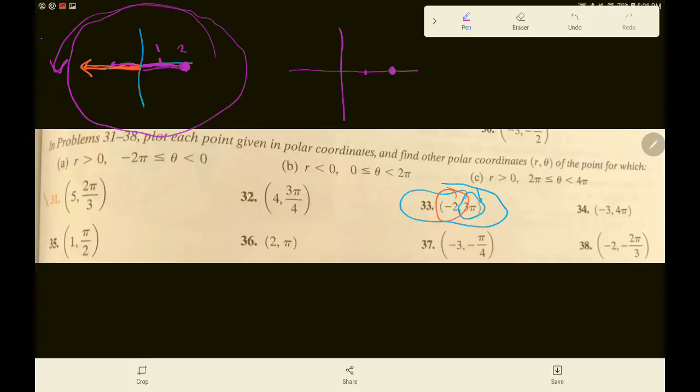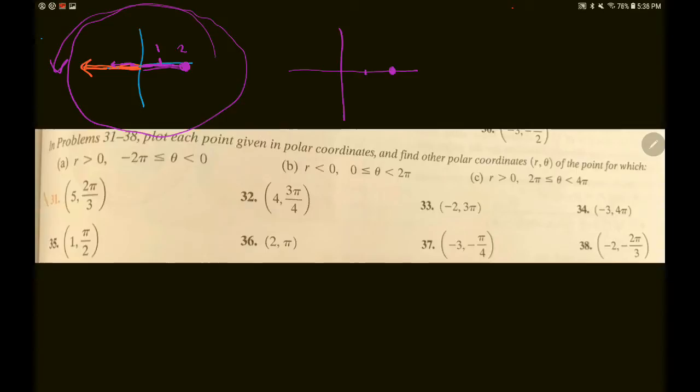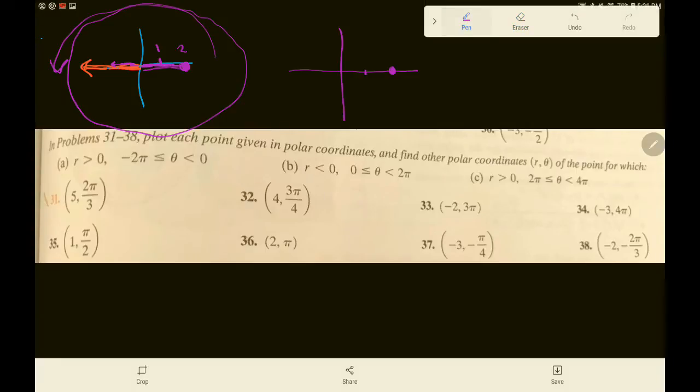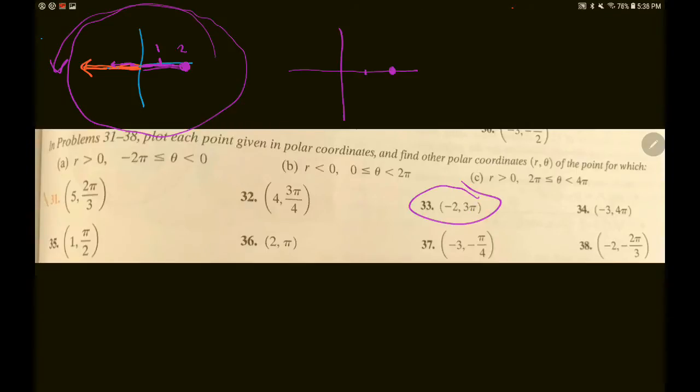If it doesn't, if you could write out exactly what your confusion is, so I can make sure to address that. But let's answer the rest of the questions. We want to give other ways of describing it. The one way that we've done already is -2, 3 pi.